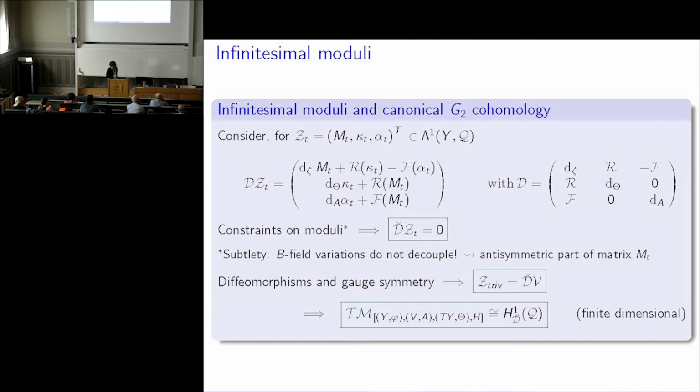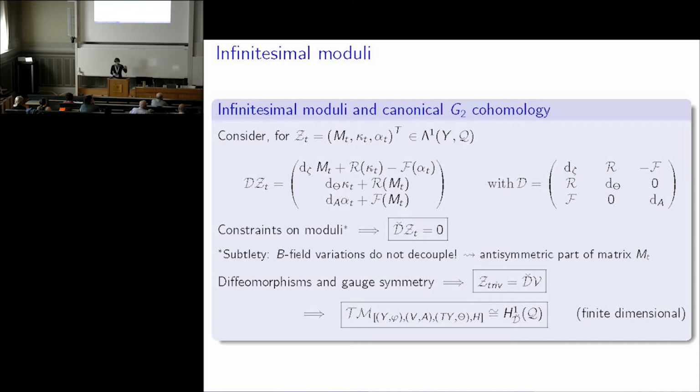Then one can look at the diffeomorphism and gauge symmetry, and one can show that these trivial deformations can be written as D-check exact forms. So from this, we can reformulate all the constraints on the moduli in this way, and then we see that the trivial deformations are given by the D-check exact forms. We see that now we actually can relate the infinitesimal moduli space to the first D-check cohomology with values in Q. And this is something finite dimensional.